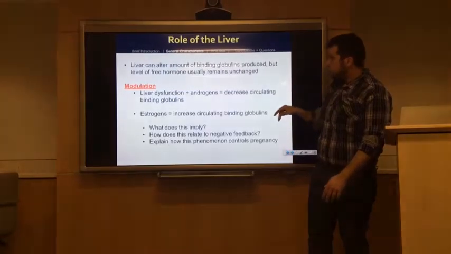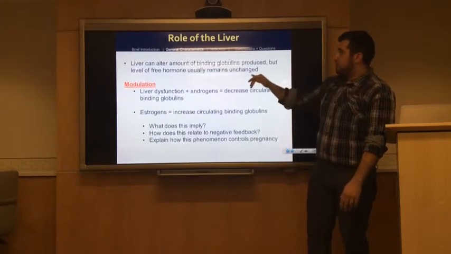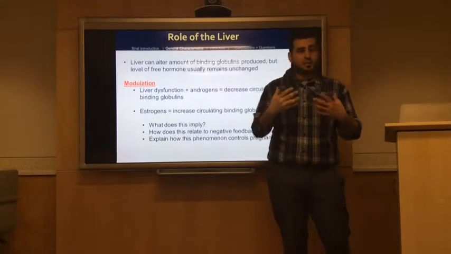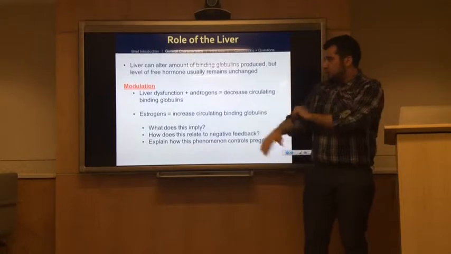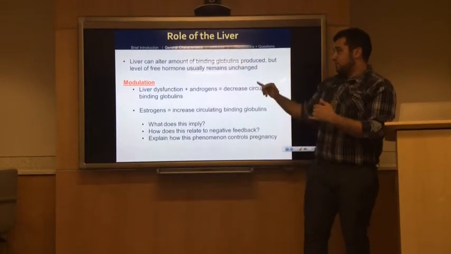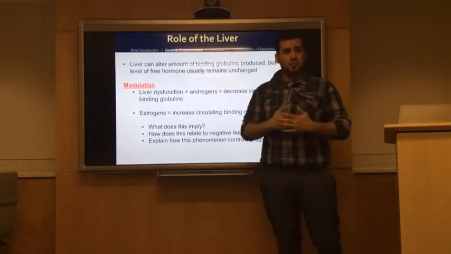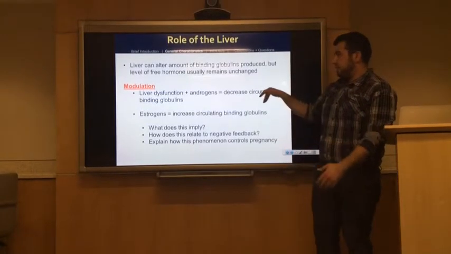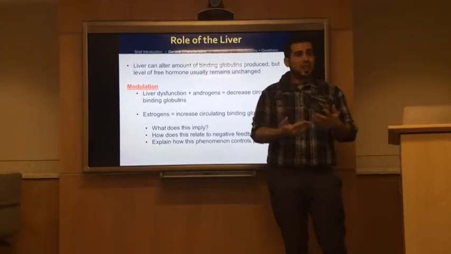Okay. So the role of the liver. The liver, like we said, is what makes the binding globulins. They also are related to modulation. So what happens if you have liver problems? You're unable to make these binding globulins. And what does that do?